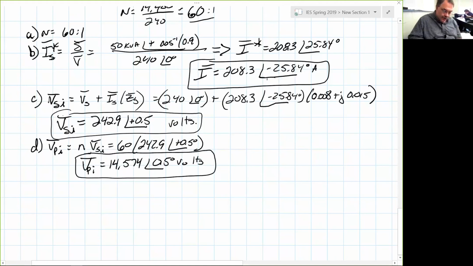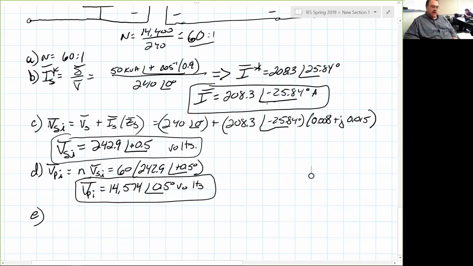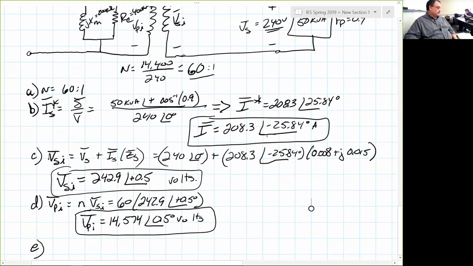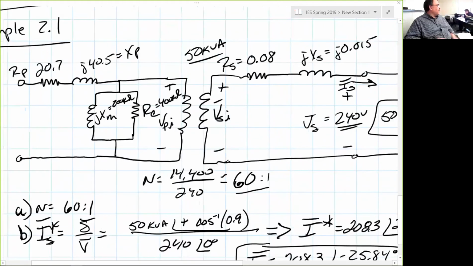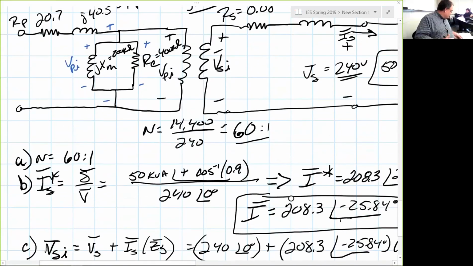What's next? The excitation current. How do we get that? Let me let everybody catch up here. Now what I want to point out is that we've determined V_PI. V_PI is the same as the voltage across the magnetizing branch and the core resistance. We know each one, so we can calculate what they asked us for, I_O, the excitation current. So we have to take the voltage divided by the parallel combination of the two.